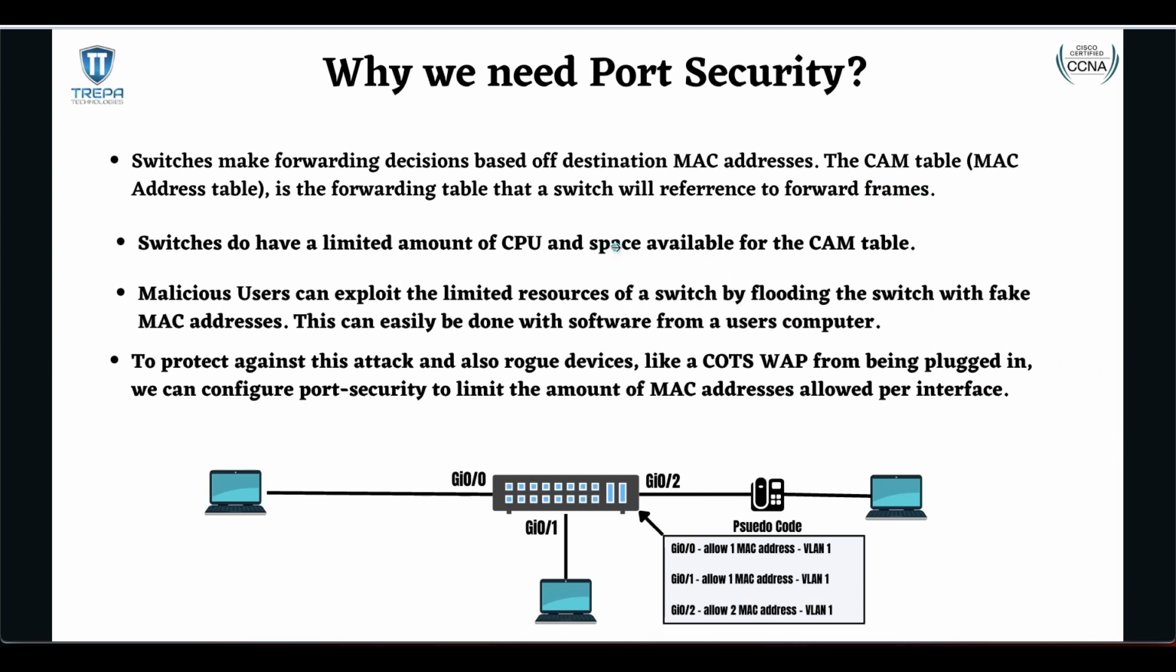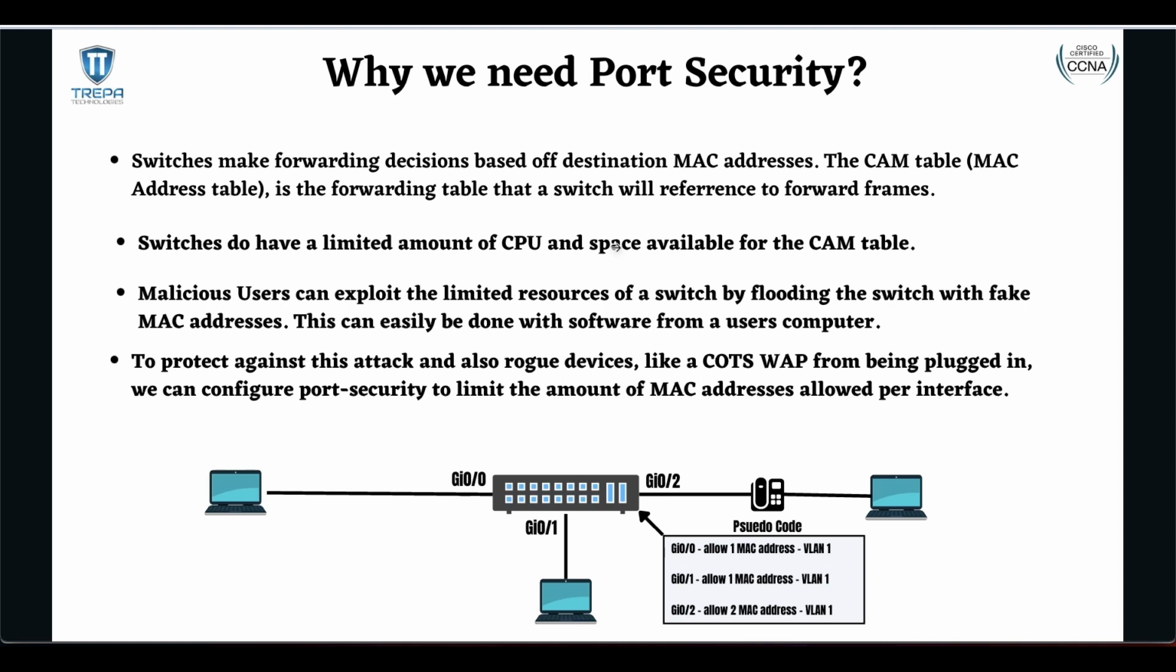So again, why do we need port security? Switches make forwarding decisions based off destination MAC addresses or that CAM table, like I was already talking about. Switches do have a limited amount of CPU and space available for the CAM table because the main processing unit on a switch actually isn't CPU. Those individual switch ports use something called ASIC chips for the actual forwarding of frames at the port level, right? At that bit level. So the CPU is not necessarily very strong like even in our modern day computers.